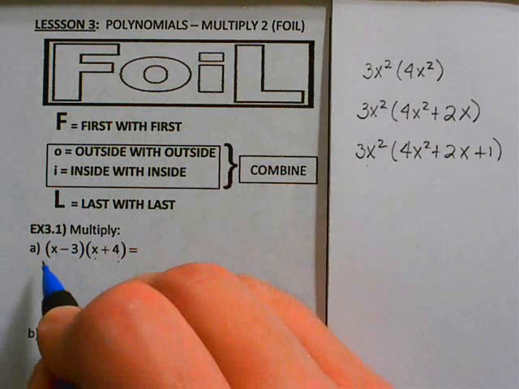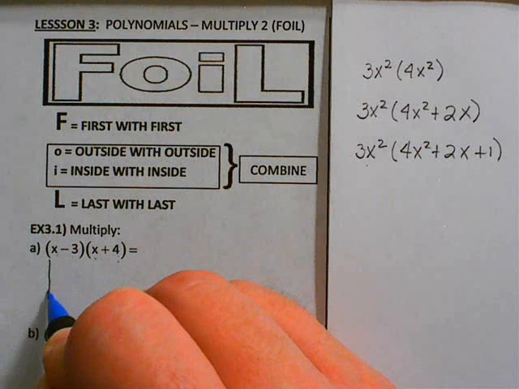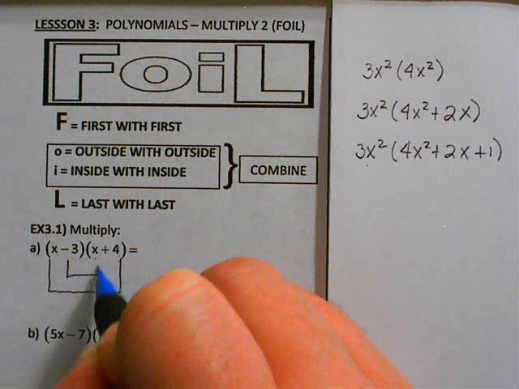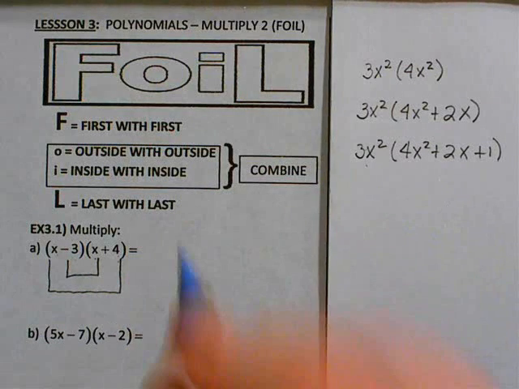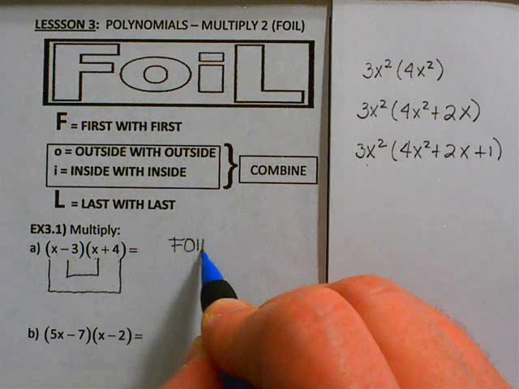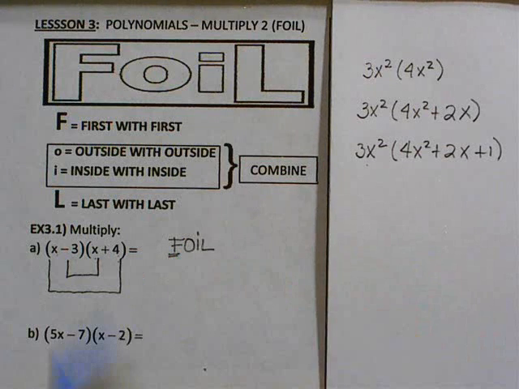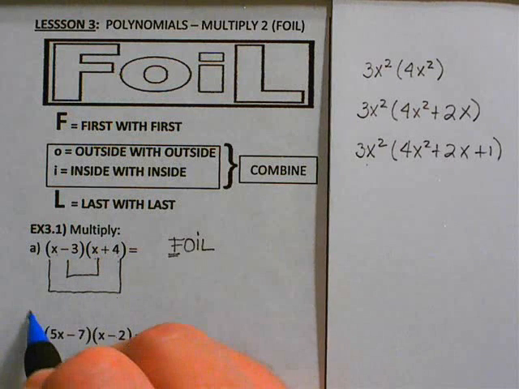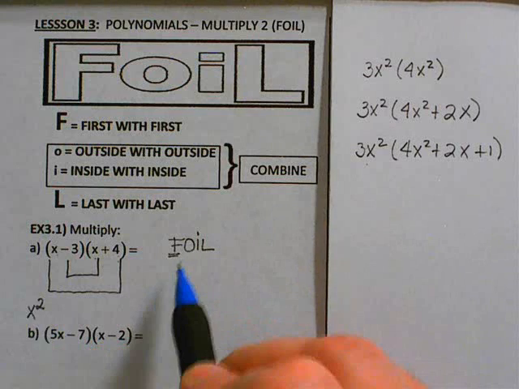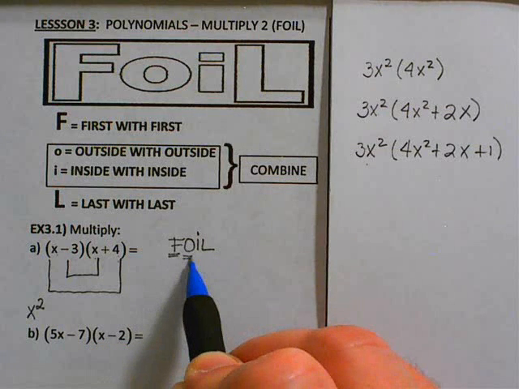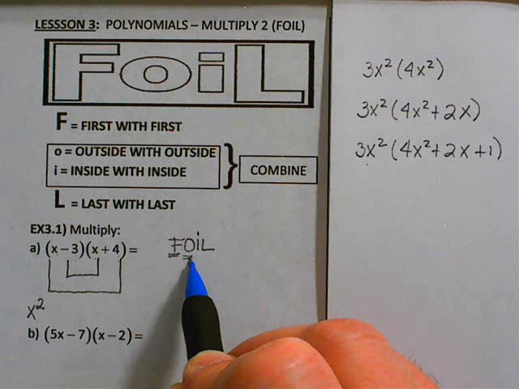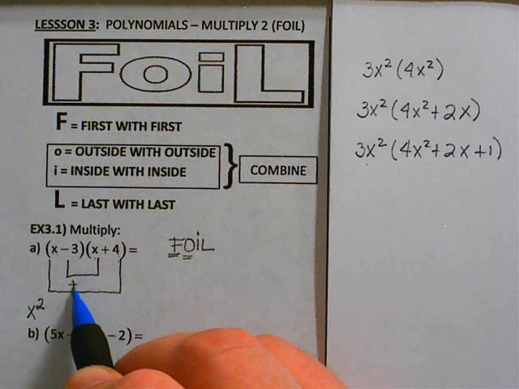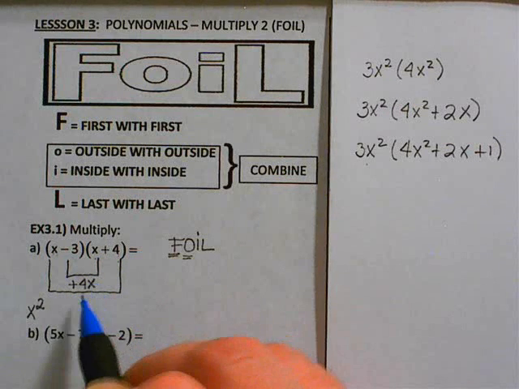Best way to do it is to draw two boxes, such as this one that I'm drawing. You draw an outer box and an inner box. Okay? Then you remember the word FOIL. F stands for first times first. So you're going to do first times first. X times x is x squared. Then we're going to do O, the outer terms. So x times positive 4 is positive 4x. And notice that I write it in the outer box.